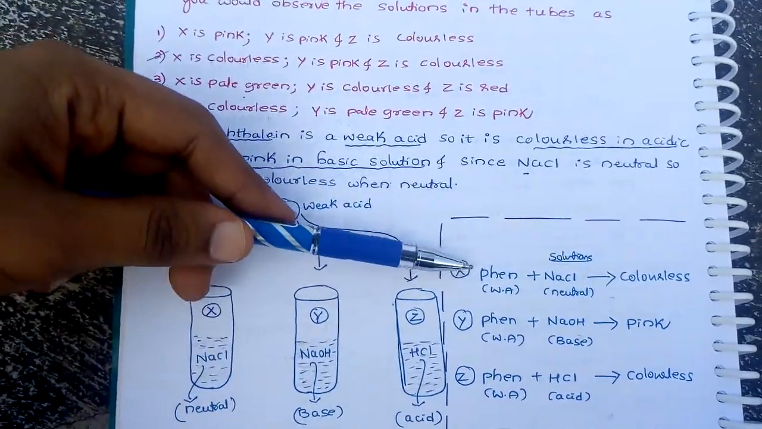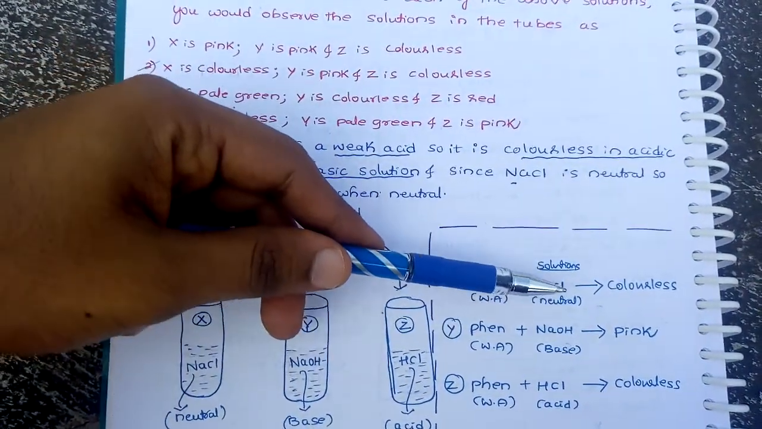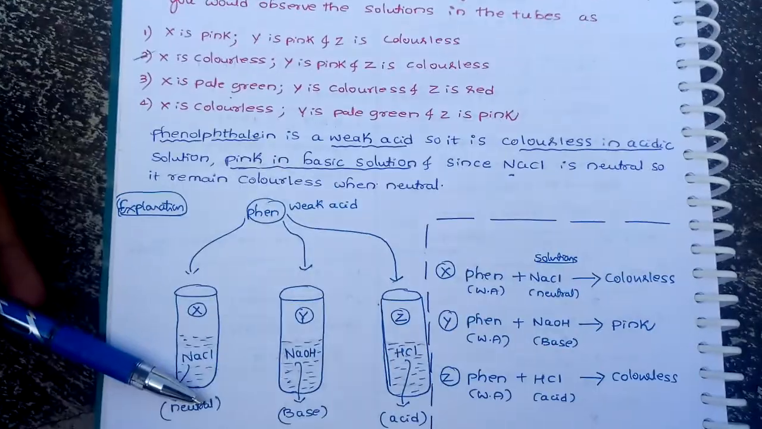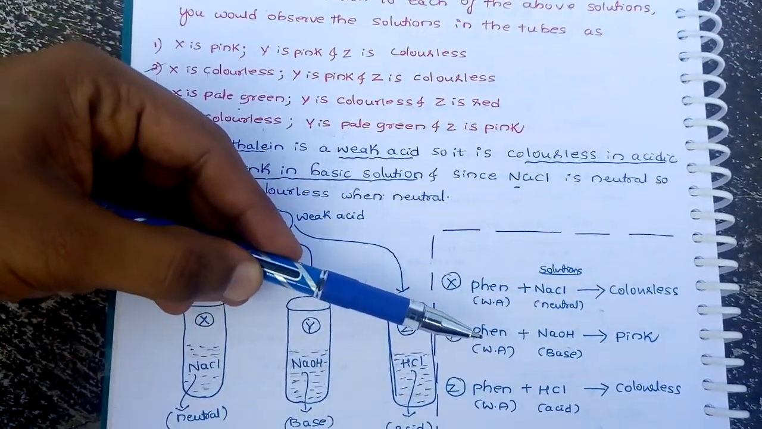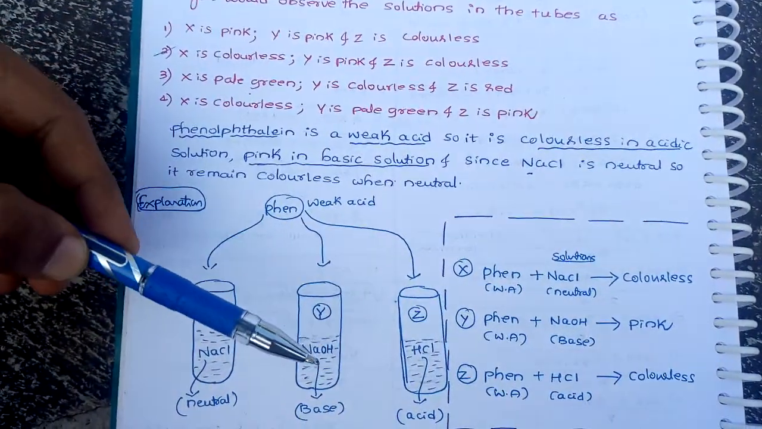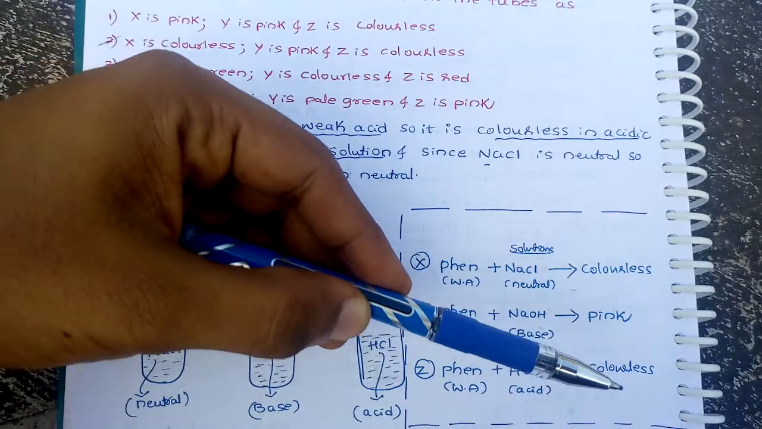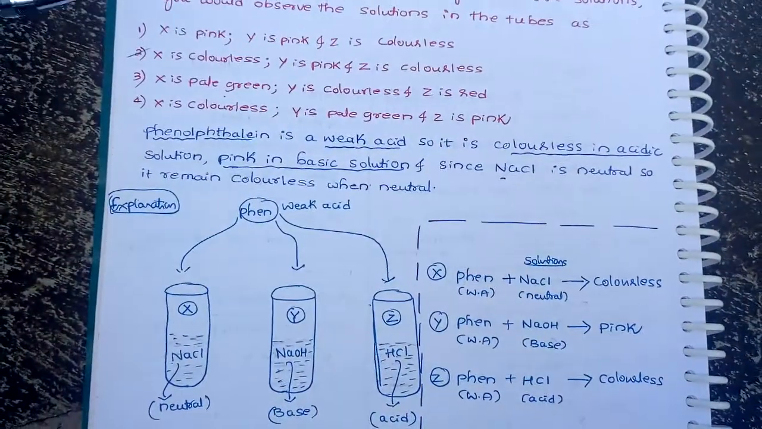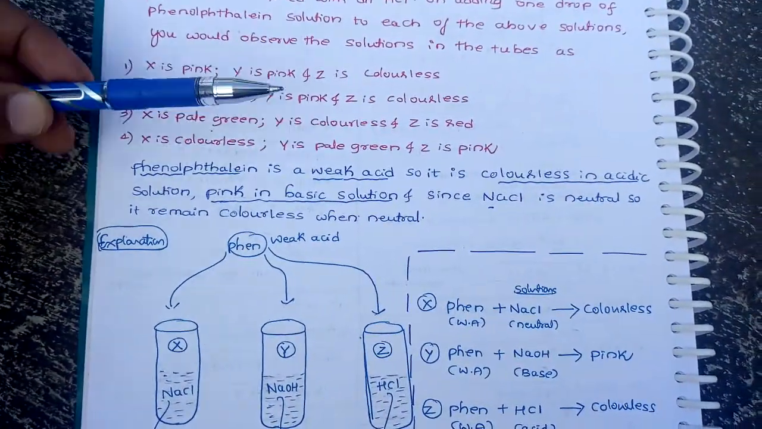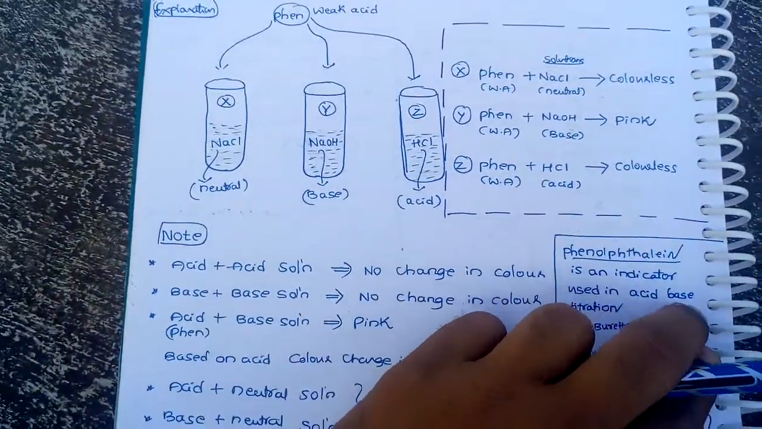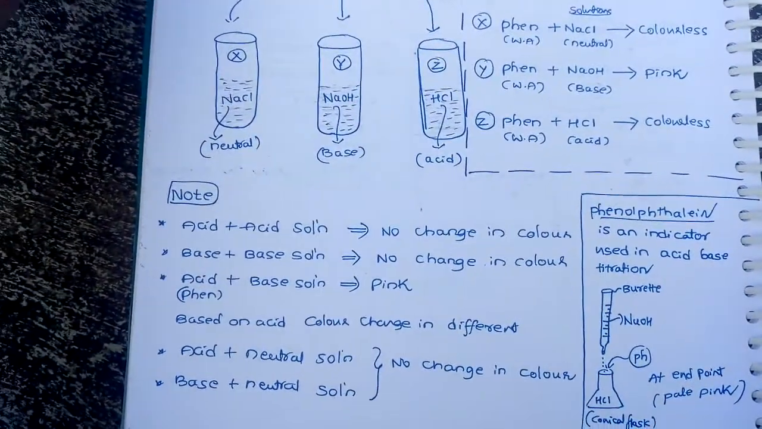So what will we observe when phenolphthalein is added to NaCl in test tube X? It will give colorless. When phenolphthalein is added to NaOH, it gives a pink color. When phenolphthalein is added to HCl, it gives colorless. So our option is: X is colorless, Y is pink and Z is colorless. Let's see in detail. One trick is there.